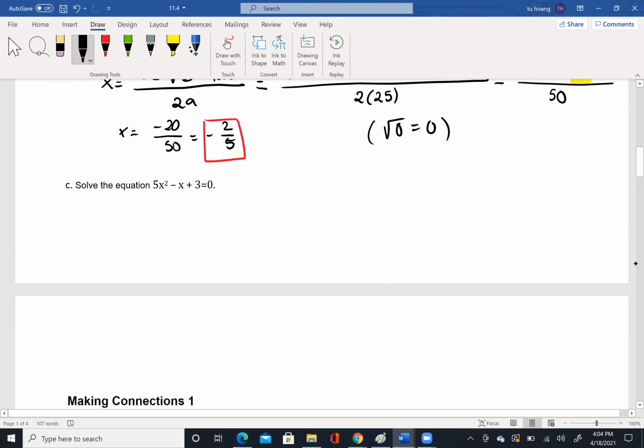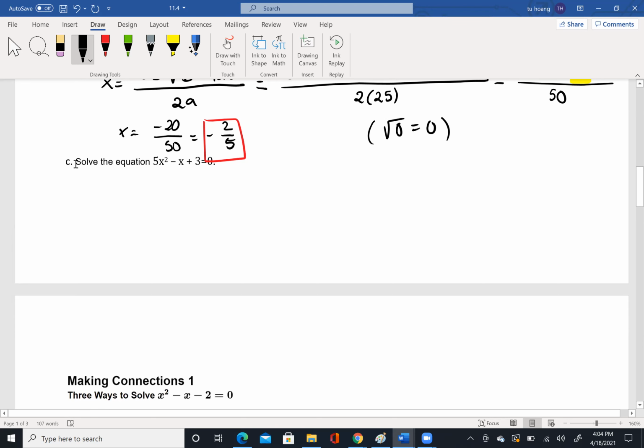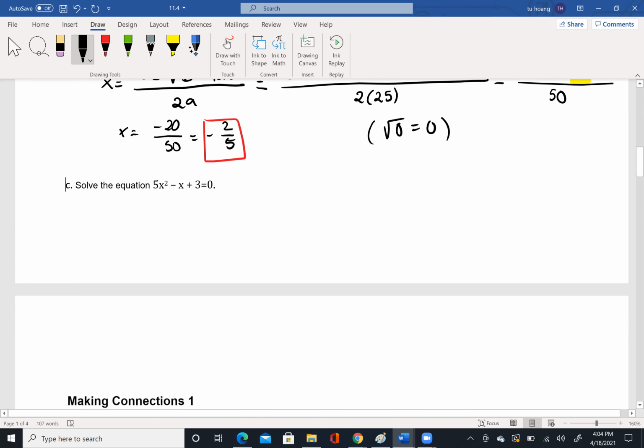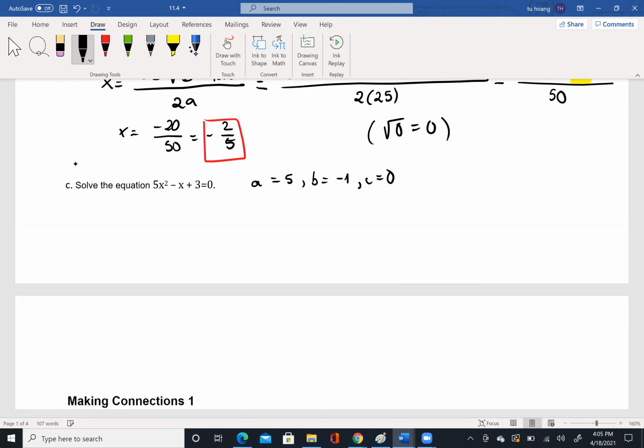Now, let's move down and do problem C. So in this problem C, I have a equal to 5, b equal to negative 1, right? And c equal to 0. And you want to solve this equation, right? Use the quadratic formula.